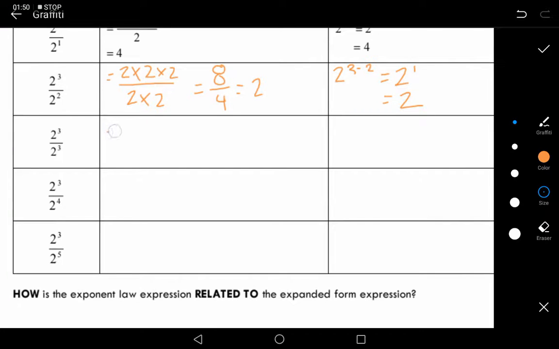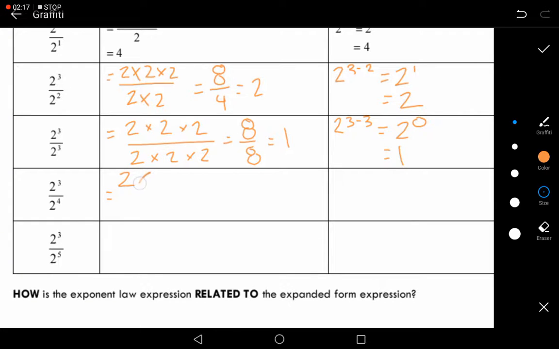2 to the power of 3 divided by 2 to the power of 3. So 2 times 2 times 2 divided by 2 times 2 times 2, which is 8 divided by 8, which is just 1. So if I were to use my exponent laws, I have 3 minus 3, which is 2 to the power of 0, which if you type into your calculator, you will get 1.